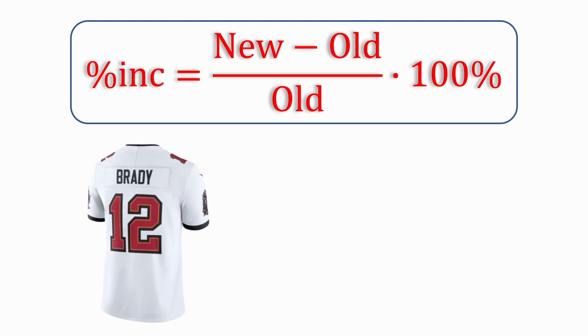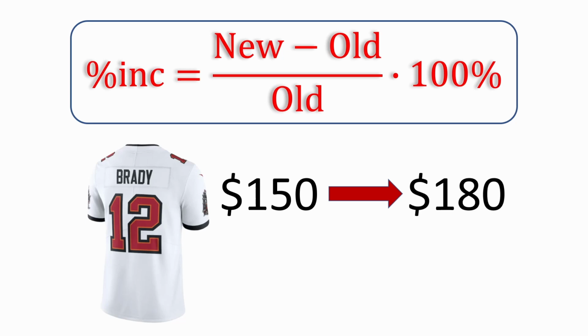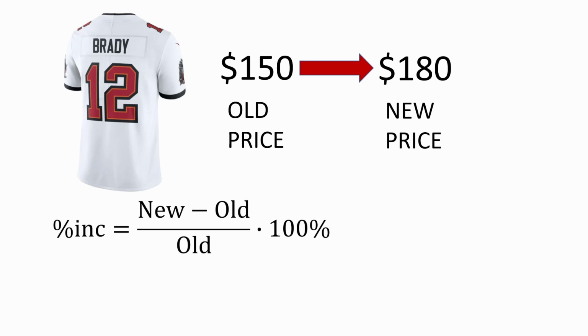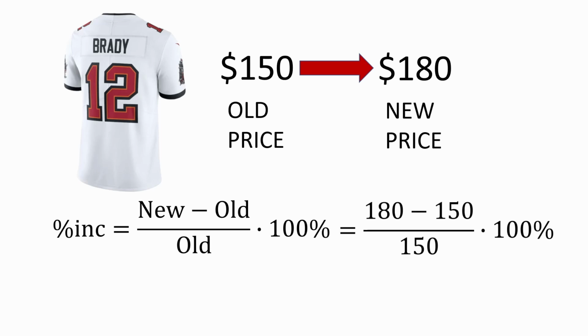You can use this super handy formula to answer any percent increase or decrease problem. Let's suppose your favorite football player's jersey went for $150 in 2020, but now it's 2021 and it goes for $180. What's the percent increase in the price of the jersey? $150 would be the old price and $180 would be the new price. The percent increase formula is just new minus old over old times 100%, so just substitute 180 in for new and 150 in for old, and you get 20%.